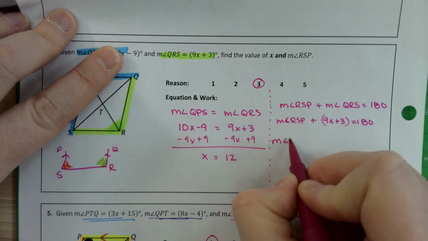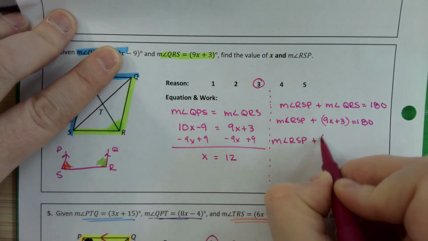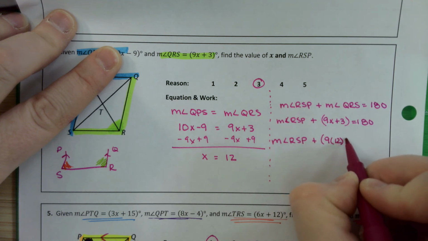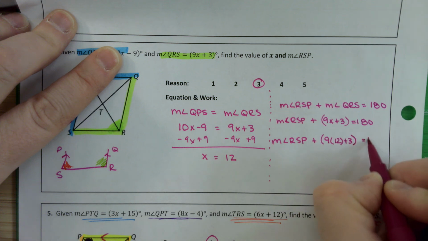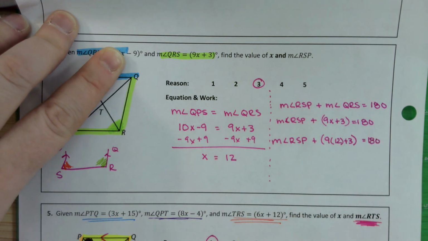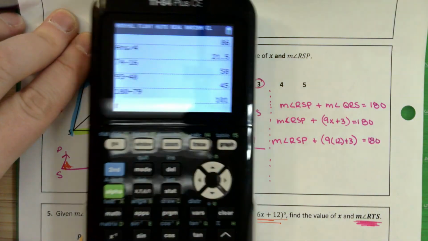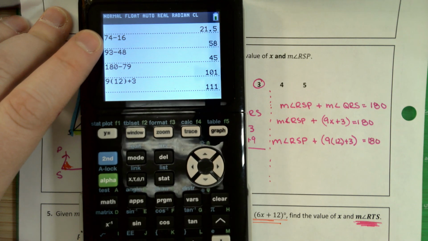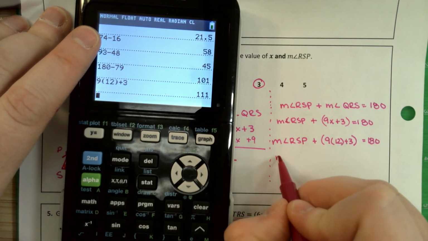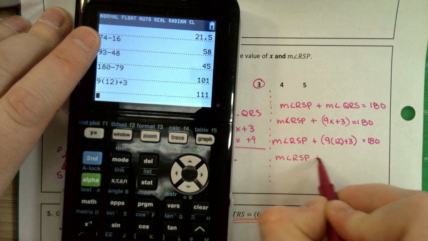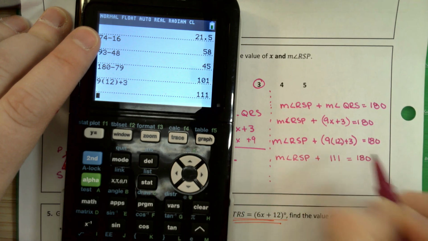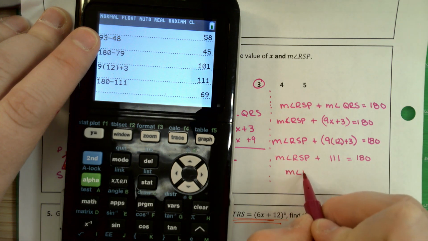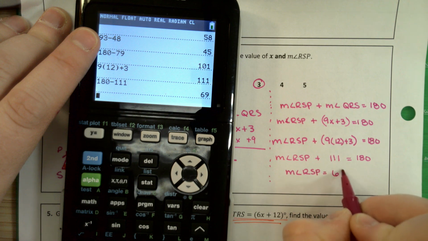So measure of angle RSP plus 9 times 12 plus 3 equals 180. On a calculator, I'm just going to plug it in. 9 times 12 plus 3 gives me 111. So measure of angle RSP plus 111 equals 180. Measure of angle RSP equals 69 degrees.